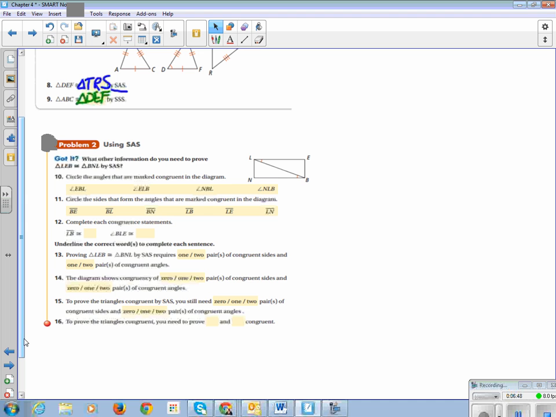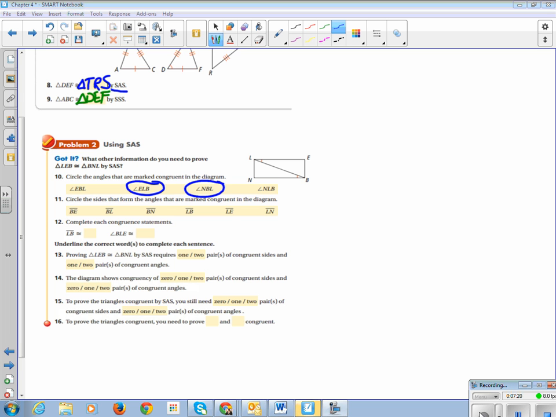What other information do you need to prove triangle LEB is congruent to triangle BNL by side angle side? All right, so circle the angles that are marked congruent in the diagram. So I have angle ELB and angle NBF.